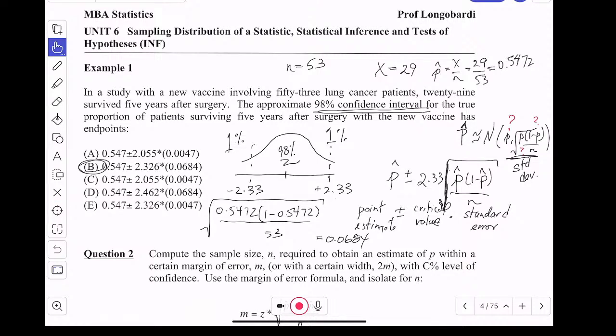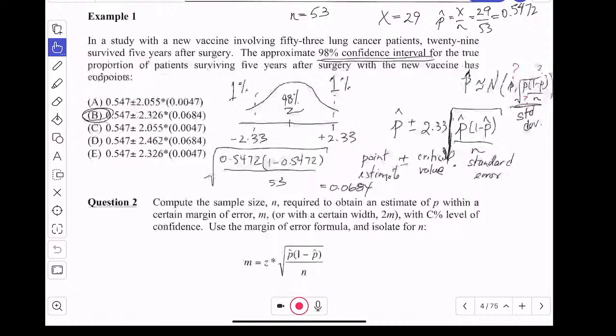So I'm done talking about confidence intervals for the proportion for now, and I'm going to move on to the next column. Does anybody have any questions about what I did here? Moving on to the next column in the formula sheet. Okay, so here is the next column of the formula sheet.